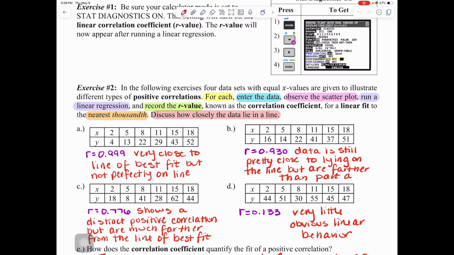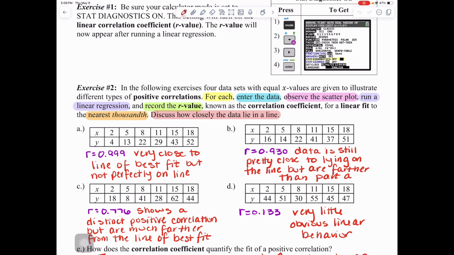When I do the same thing for C, my correlation coefficient R was 0.776. So this shows a distinct positive correlation still, right? We're at about 0.7, but they're much farther from the line of best fit than if we consider what happened in part A. And then in D, I get a correlation coefficient of 0.133. So that's so close to 0, it's very little obvious linear behavior.